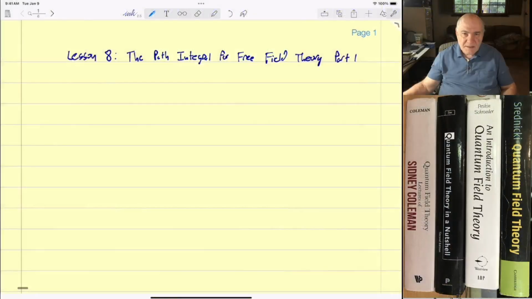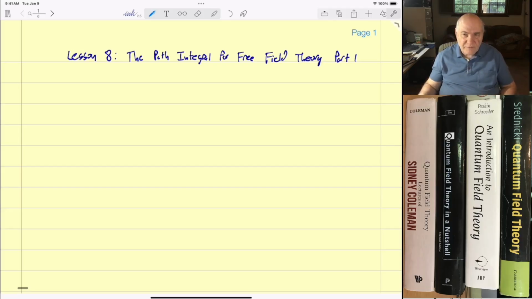Today we'll continue with Lesson 8 in the Quantum Field Theory, a Student's Perspective course, version 2. And so today's lesson is Lesson 8, the Path Integral for Free Field Theory, Part 1.